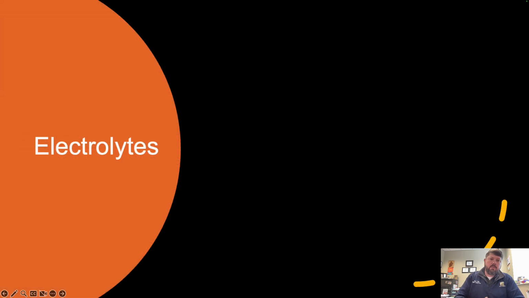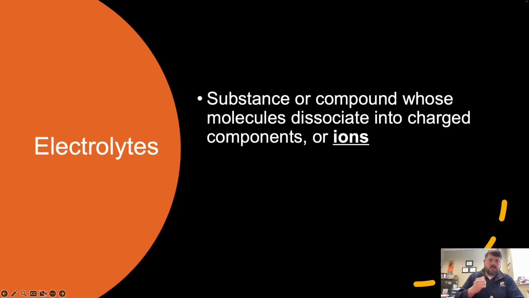So a very important part of electrophysiology is the role that electrolytes play. Electrolytes, the definition: substances or compounds whose molecules dissociate into charged components or ions. If you've got an electrolyte that dissociates into a positively charged ion, this is called a cation, and a negatively charged ion is an anion.